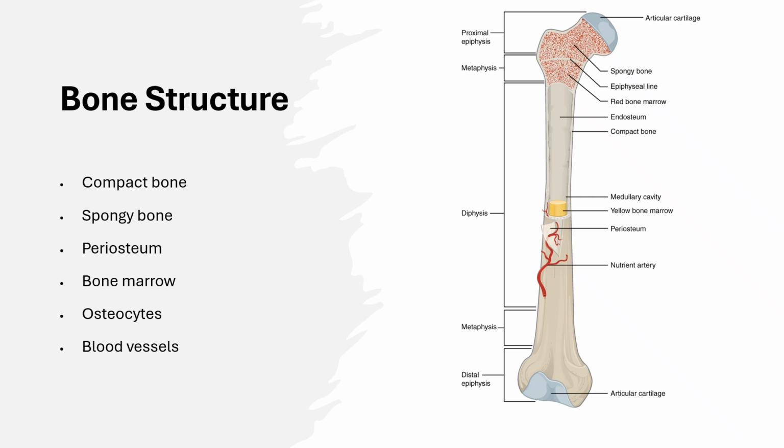Bones are living organs with a complex internal structure. Compact bone forms the strong outer layer. Spongy bone contains spaces that reduce weight while maintaining strength. The periosteum covers the outside of the bone and contains blood vessels and nerves. Bone marrow fills many internal spaces and produces blood cells. Bone tissue constantly remodels itself throughout life.